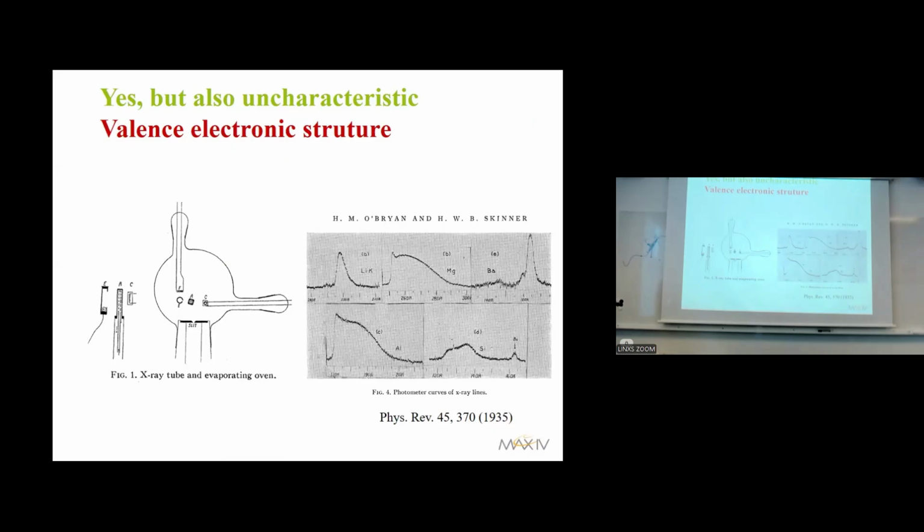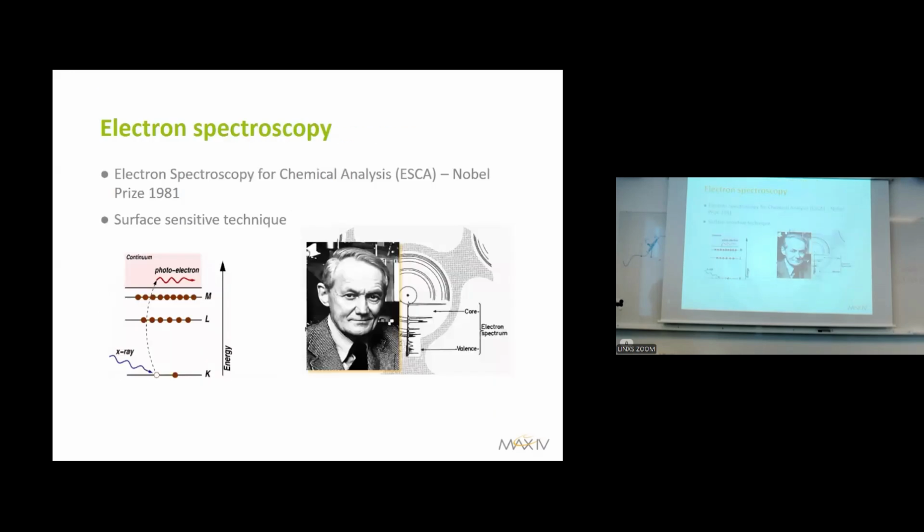You continued, and you also found more uncharacteristic or valence-like X-rays. So this is the early days of X-ray emission, where you found that you can actually learn information about also the valence state by creating core holes. So an example here is from 1935. And then, of course, electron spectroscopy sort of took over the business once discovered and once really developed. And the highlight, of course, is the Nobel Prize to Kai Siegbahn in 1981.